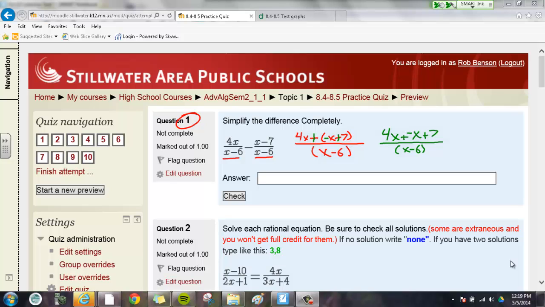Okay, so now let's simplify this down. I got this 4x plus negative x right here, these two things. That gets me 3x plus 7 all over x minus 6. And there's our final solution. Make sure you try to use parentheses on top and bottom.